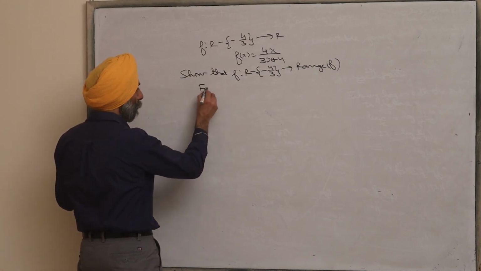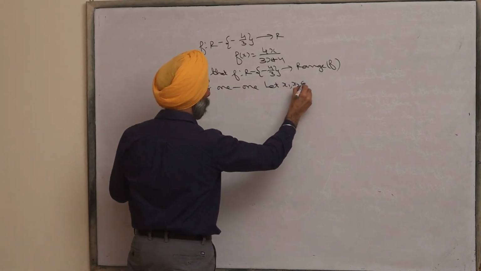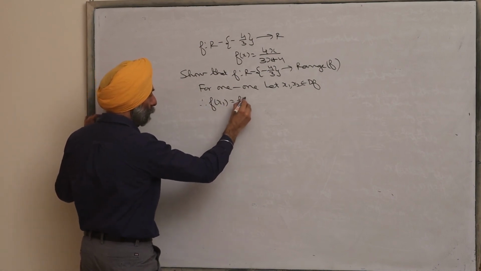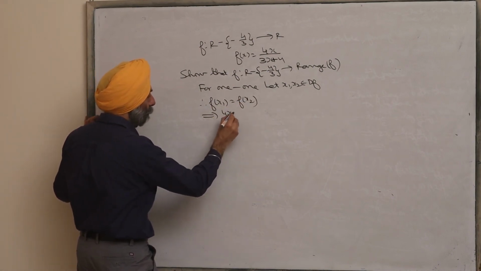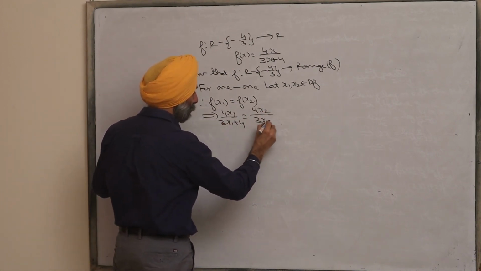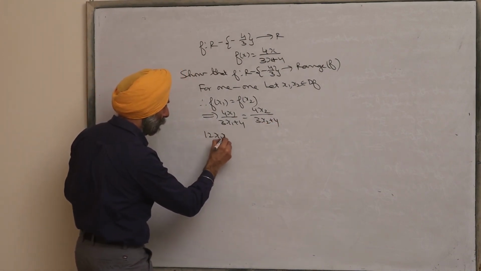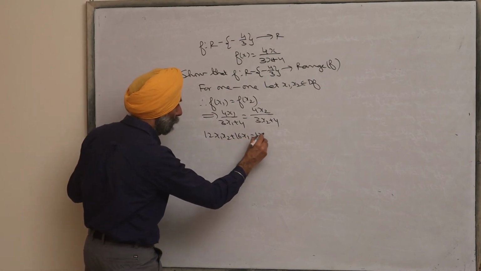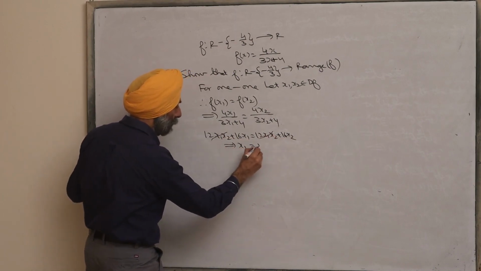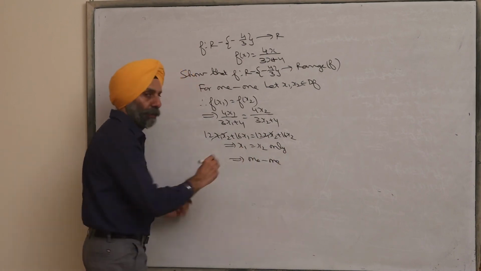Now for 1-1, let x1, x2 belong to the domain of f. So therefore f(x1) is equal to f(x2) implies 4x1 over 3x1 plus 4 is equal to 4x2 over 3x2 plus 4. Now cross multiply the terms, that is 12x1x2 plus 16x1 is equal to 12x1x2 plus 16x2. So this implies that x1 is equal to x2, which implies that the function is 1-1.